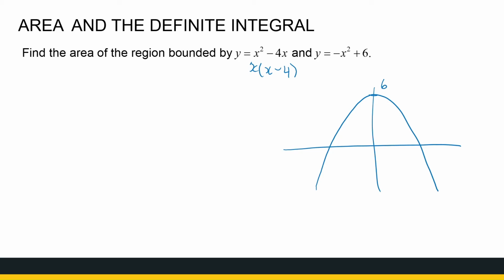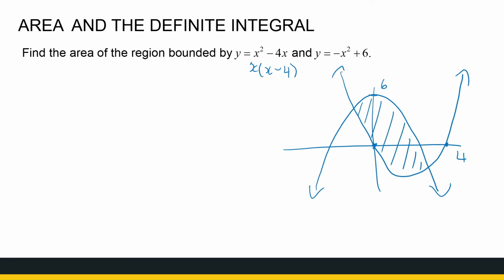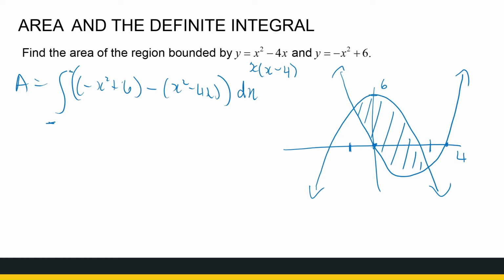x squared minus 4x cuts at 0 and cuts at 4. So we just need to check, is 4 bigger than the square root of 6? Yes, so it's on this side. So this graph goes like this. I want the region bounded by the 2, so this is the region I want. So that's nice. It's from there to there. Which function is on top? It's minus x squared plus 6 minus the function x squared minus 4x. Remember those brackets, dx.